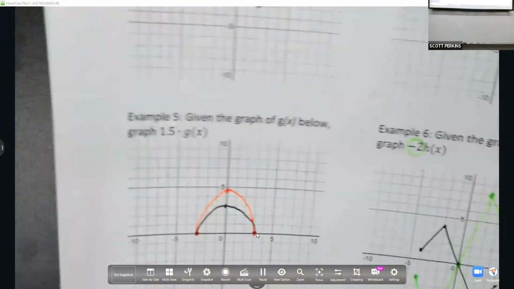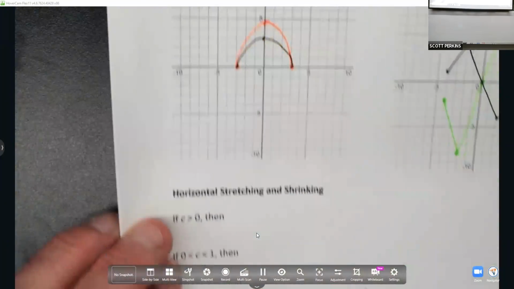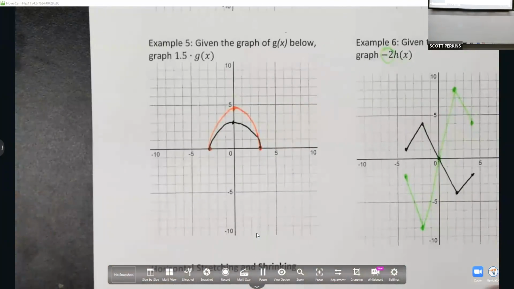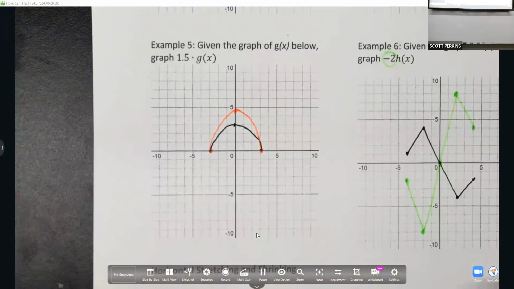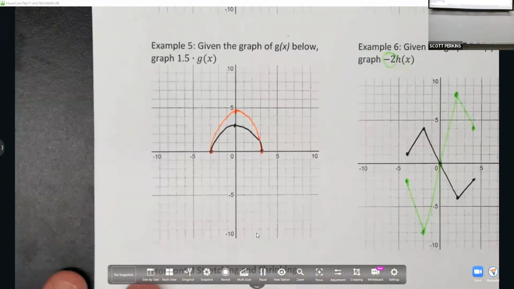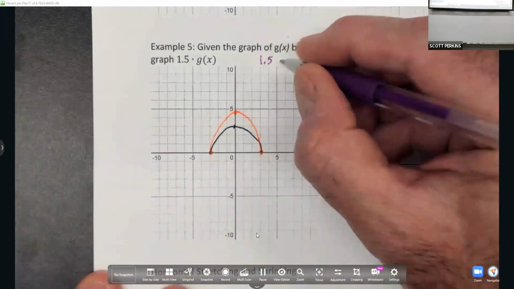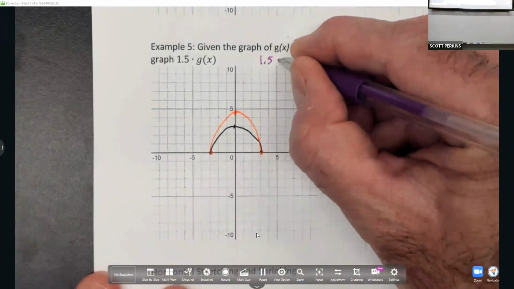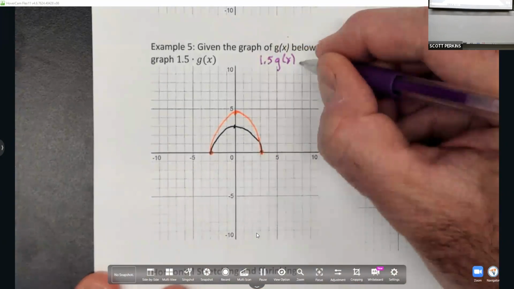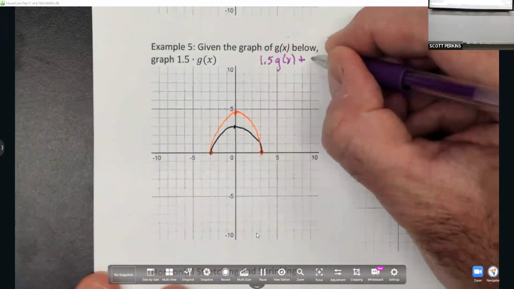One more, just to make sure we're feeling okay. What we're going to do is take this graph, the half circle that we stretched by a factor of 1.5. And what I would like you to do is do 1.5 g of x, and then let's go plus 2.